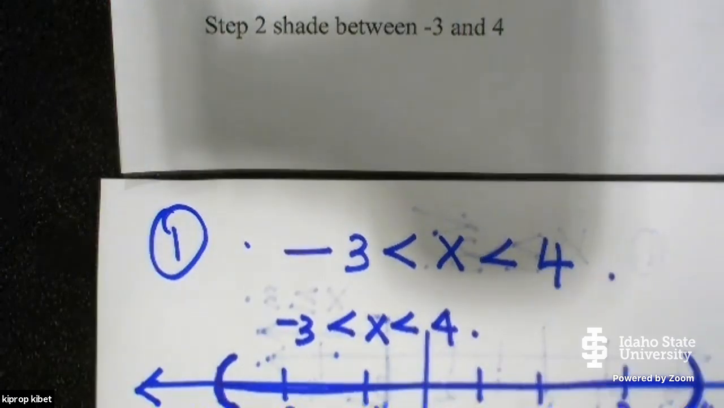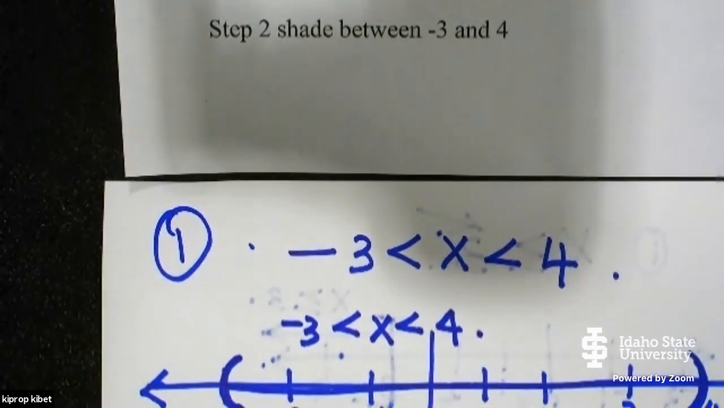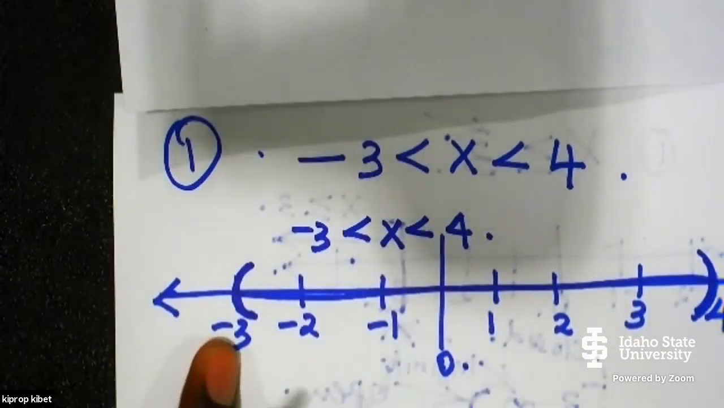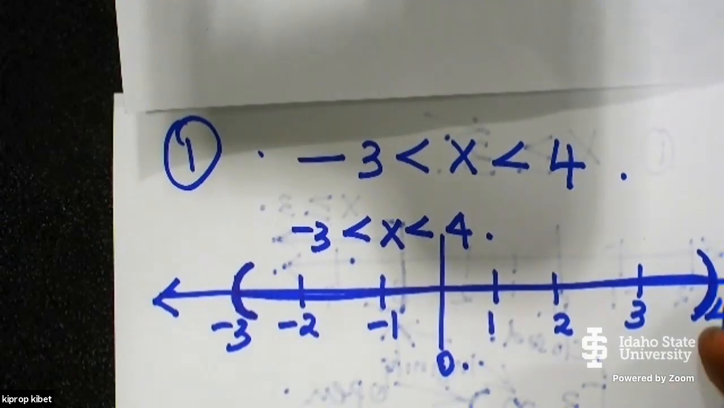So in terms of interval notation, then this will be what? We start from this, right? So this is -3, and then this one is 4.